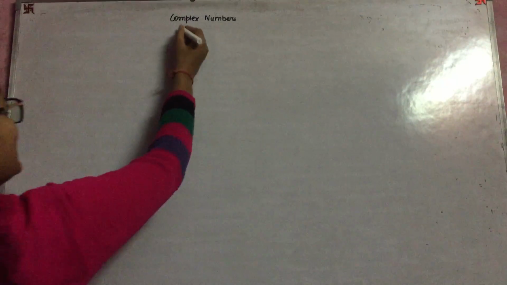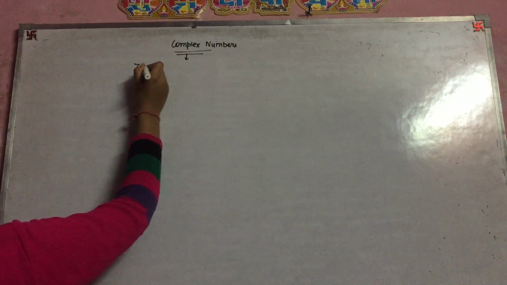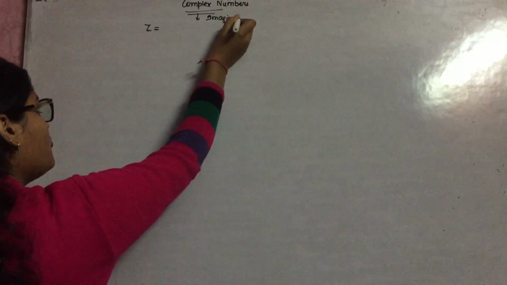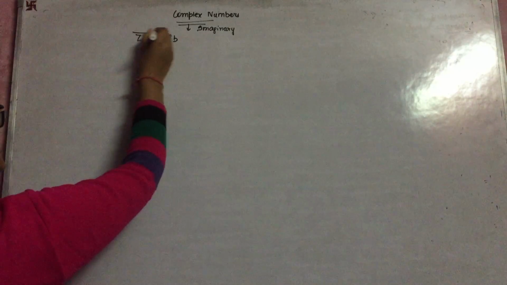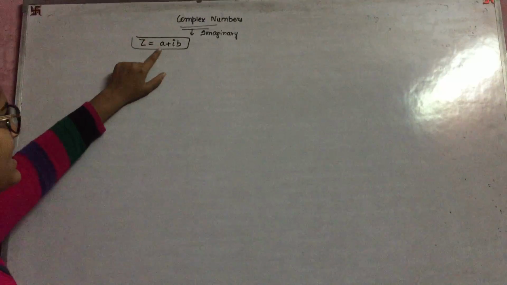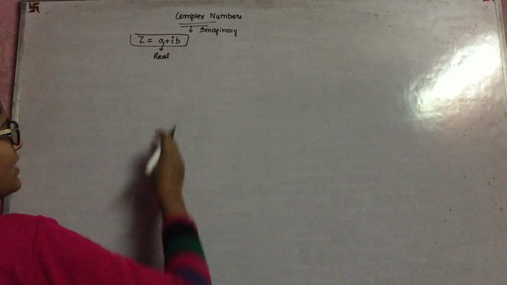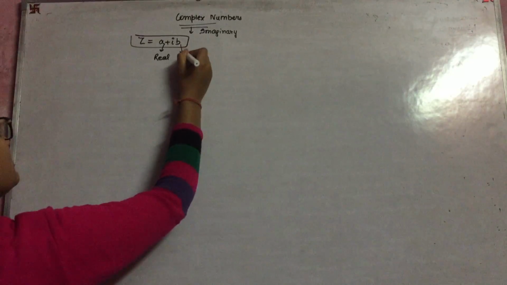Firstly we are going to start with the definition of complex numbers. Let's see. Complex numbers are those numbers which are imaginary. What do you mean by imaginary numbers? This is the general form of a complex number, denoted by Z, where a is the real part, real numbers having rational or irrational values, whereas b is your imaginary part.